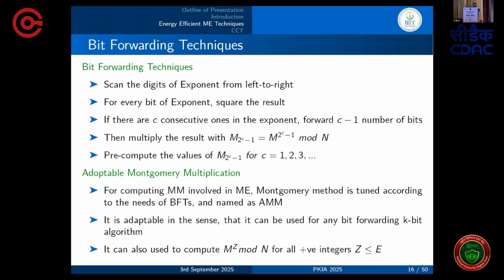Similarly, if you are having k consecutive ones, you can delay. That means you can skip all multiplication operations at the first k minus 1 ones, then you can perform only one multiplication with the help of a multiplying factor at the kth bit.